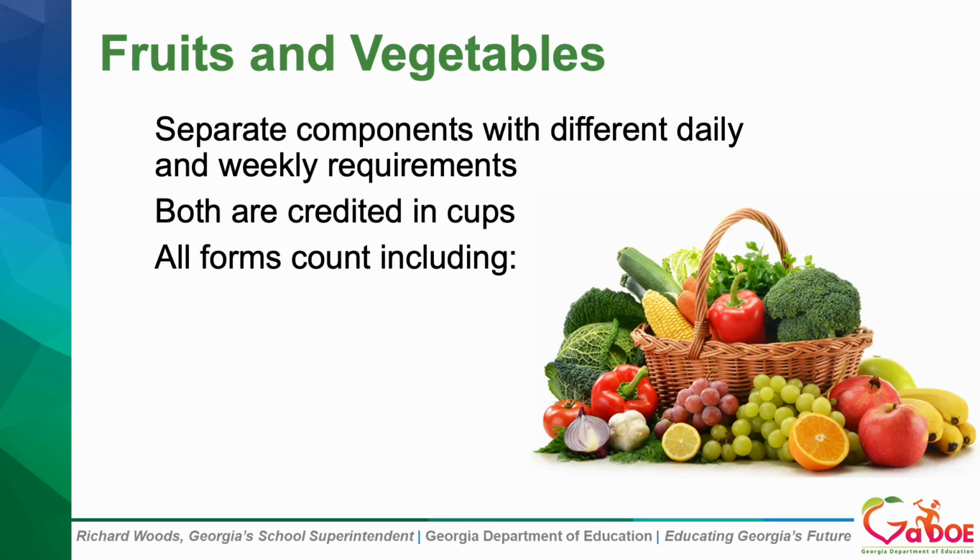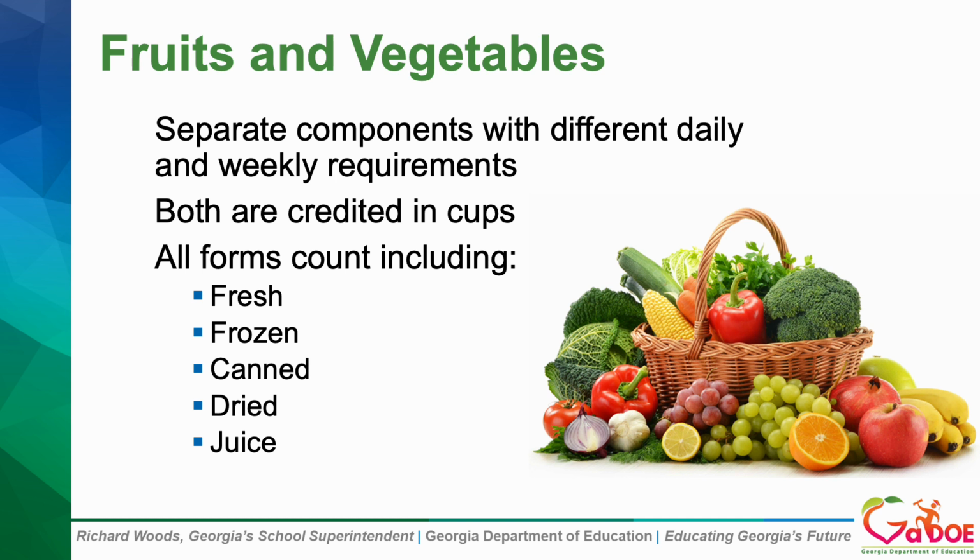Now let's discuss fruits and vegetables. Fruits and vegetables are separate components and have different daily and weekly requirements. They are both credited in cups and all forms count. This includes fresh, frozen, canned, dried, and juice. A fruit or vegetable side item would have at least 1/2 cup of fruit or vegetable. Generally, a cup of fruit or vegetable counts as a cup toward the meal pattern. However, there are 2 exceptions.